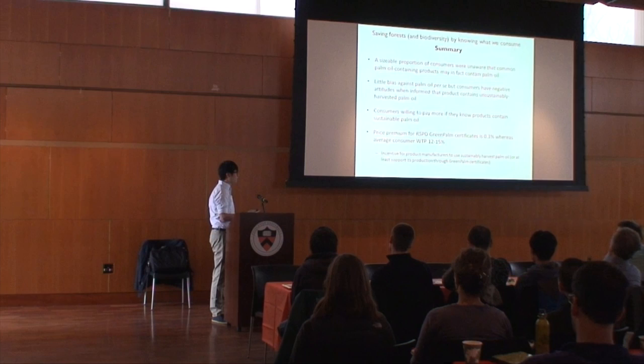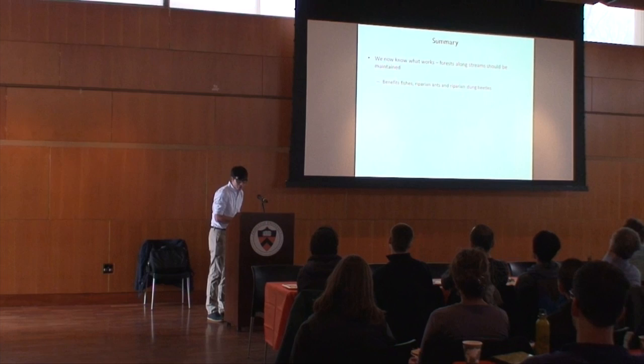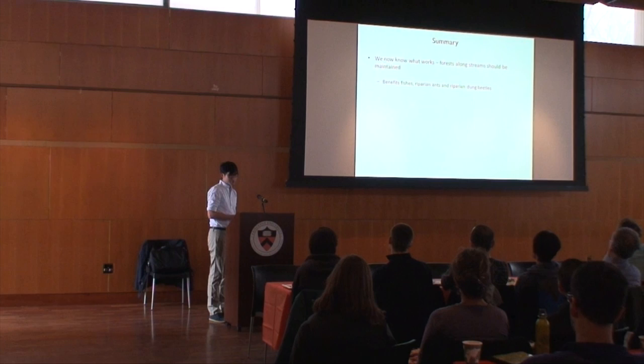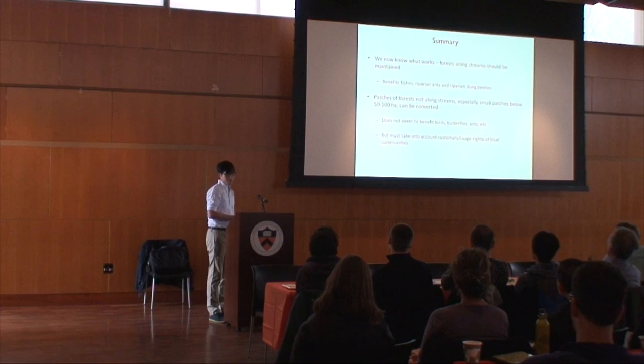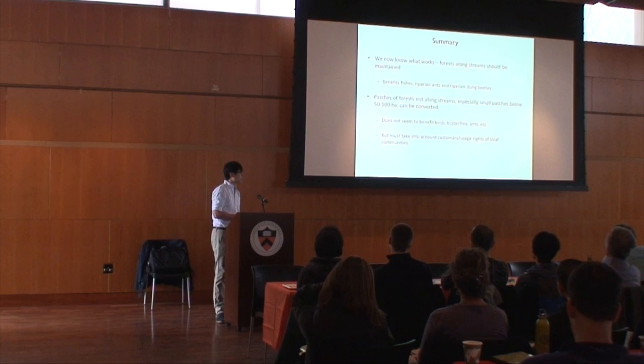So to summarize what I found for the three parts, we now know what works. Forests along streams should be maintained. It benefits fishes, riparian ants, and riparian birds. Patches of forests not along streams, especially really small patches, do not seem to benefit birds, butterflies, ants, etc. However, to decide whether to convert these small patches of forest, you have to take into account customary rights of local people.